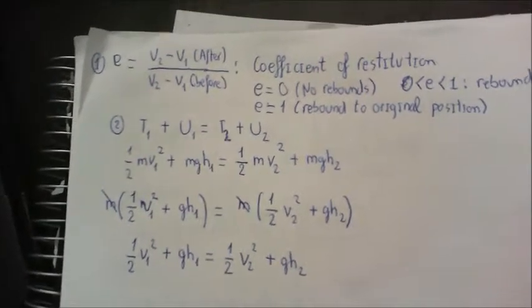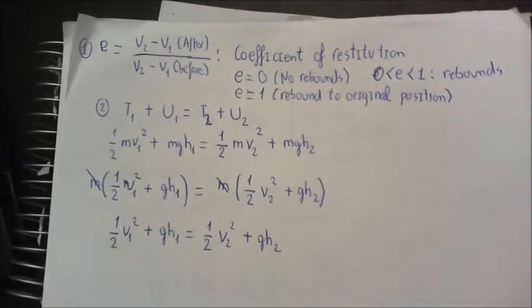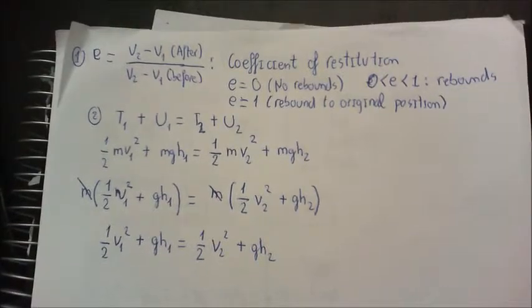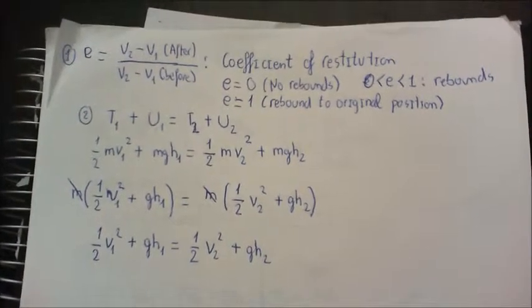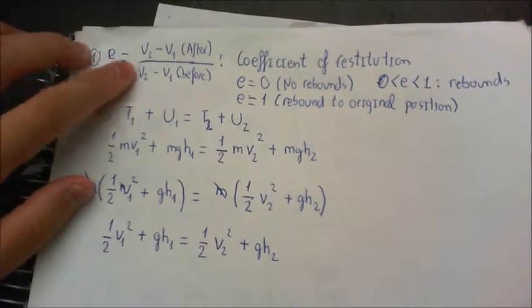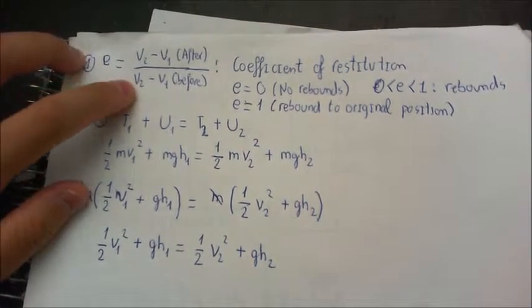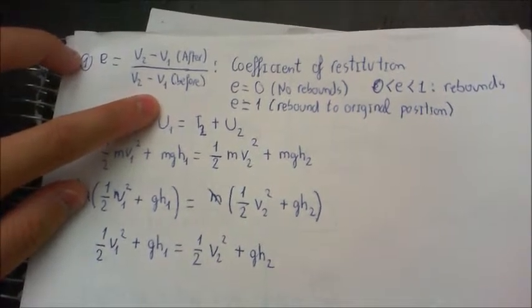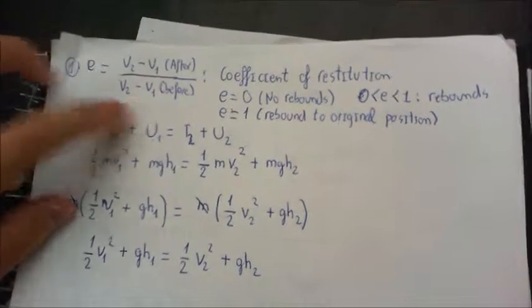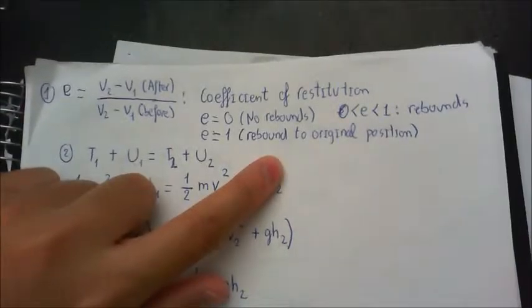As you can see in the camera, there are two equations that we have. The first one is the coefficient of restitution equation. It is this one right here: e equals the relative speed after collision over the relative speed before the collision. And as you can see, the value of the coefficient of restitution is very important.